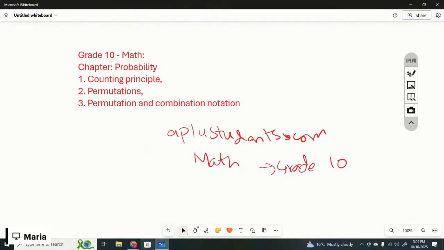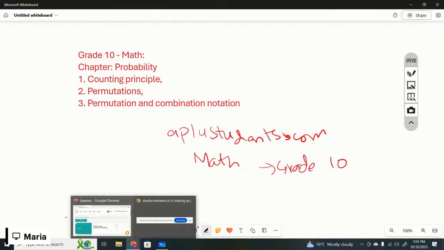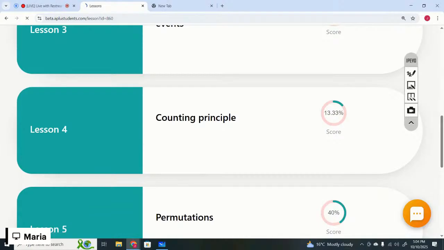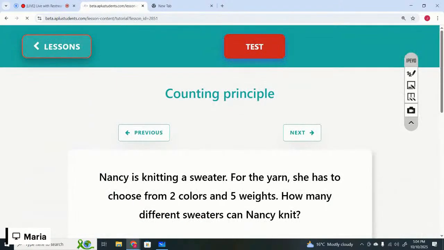Here I'm on grade 10 math. Let's just start with the lesson counting principles. So here I'm on the lesson.